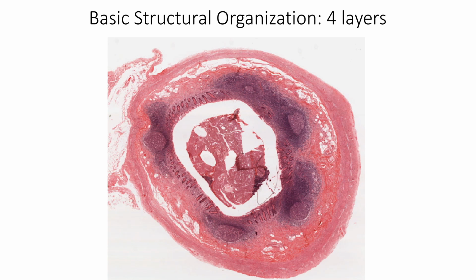Vermiform Appendix is located in the right iliac fossa and it is the narrowest part of gastrointestinal tract. It's a blind-ending tube measuring about 6 to 10 centimeters in length in case of adults. Its wall is made up of the same 4 layers of gut, that is from inside outwards: mucosa, submucosa, muscularis externa, and serosa.